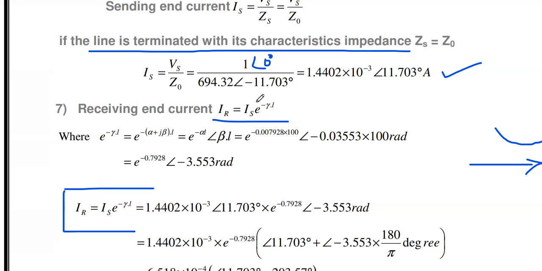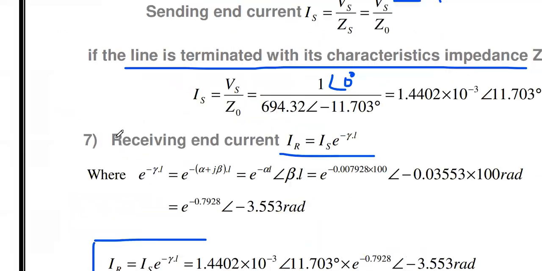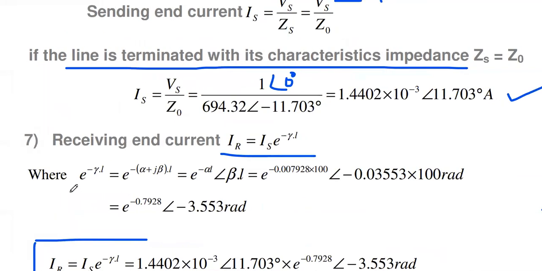So what is the receiving end current? When the distance of the transmission line increases, the receiving end current exponentially decays. So IR equals IS into e power minus eta L. We just calculated IS, so we have to find the e power minus eta L value separately. What is eta? Alpha plus j beta. If you expand, we get e power minus alpha L into e power minus j beta L. What is e power minus j beta L? That is nothing but an angle of minus beta L.